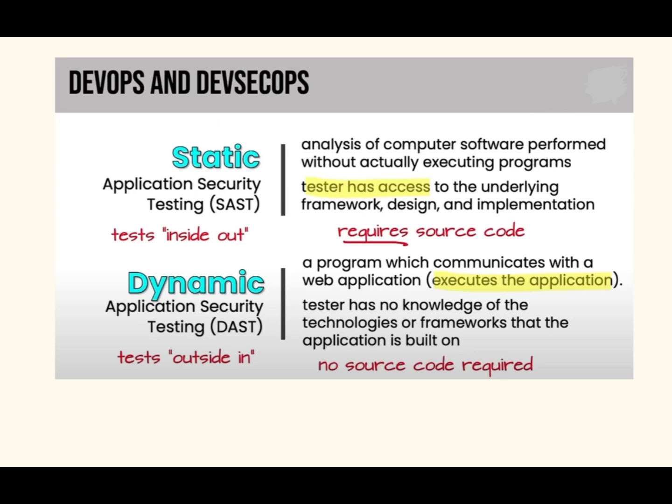In cybersecurity, good practice is to use both SAST and DAST. They catch different types of problems at different stages of development. These two terms are very important for the CISSP exam, so you need to know the difference between static application security testing, SAST, and dynamic application security testing, DAST. The main difference is that SAST requires source code, while DAST tests from the outside and no source code is required. That is the main difference we need to keep in mind.